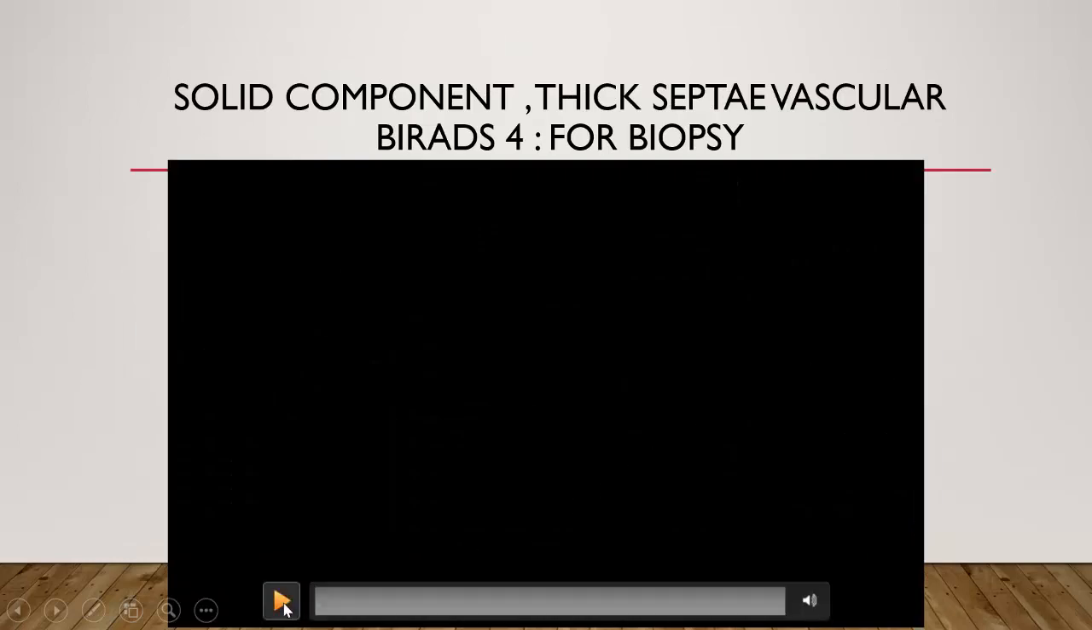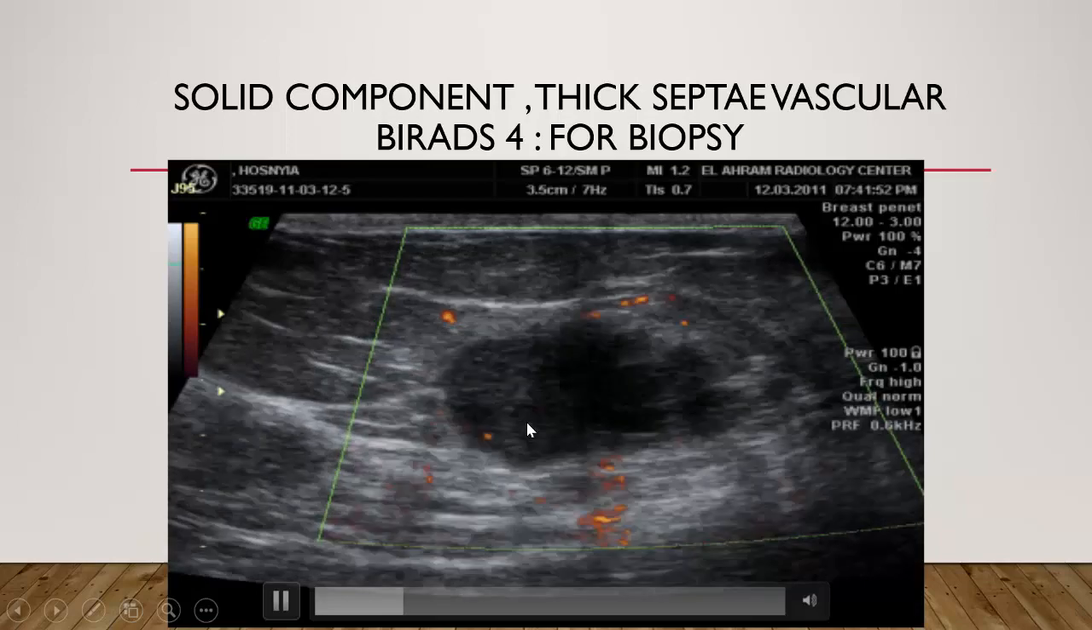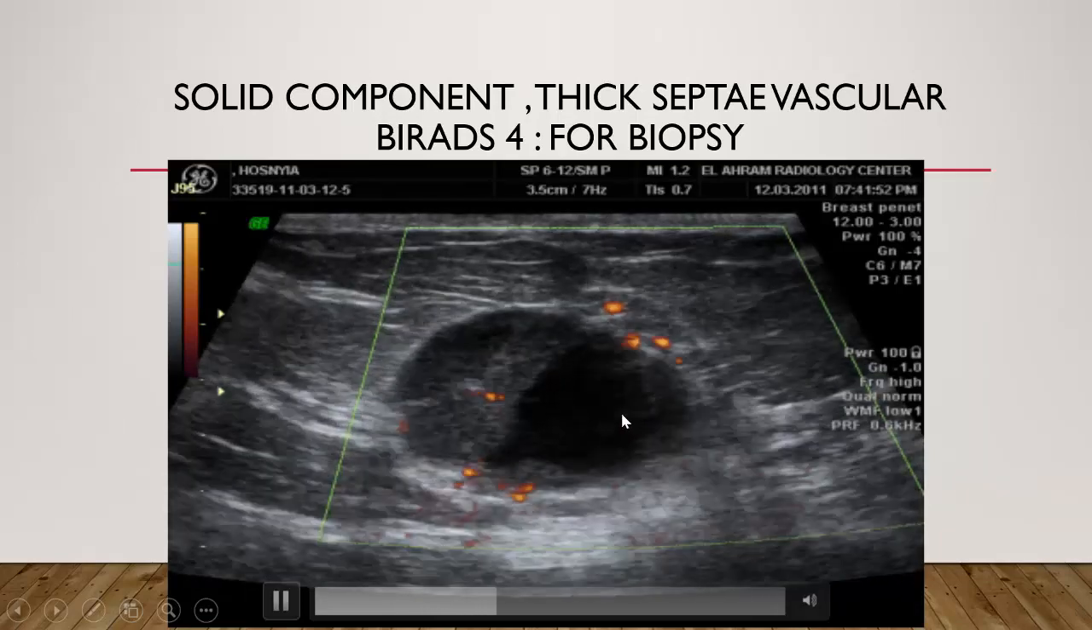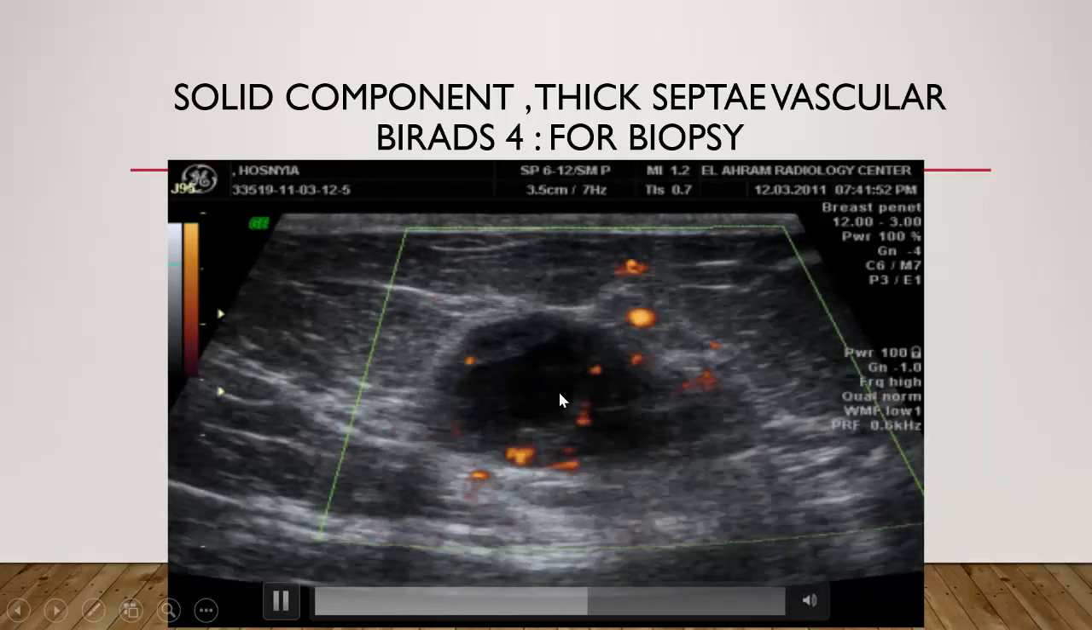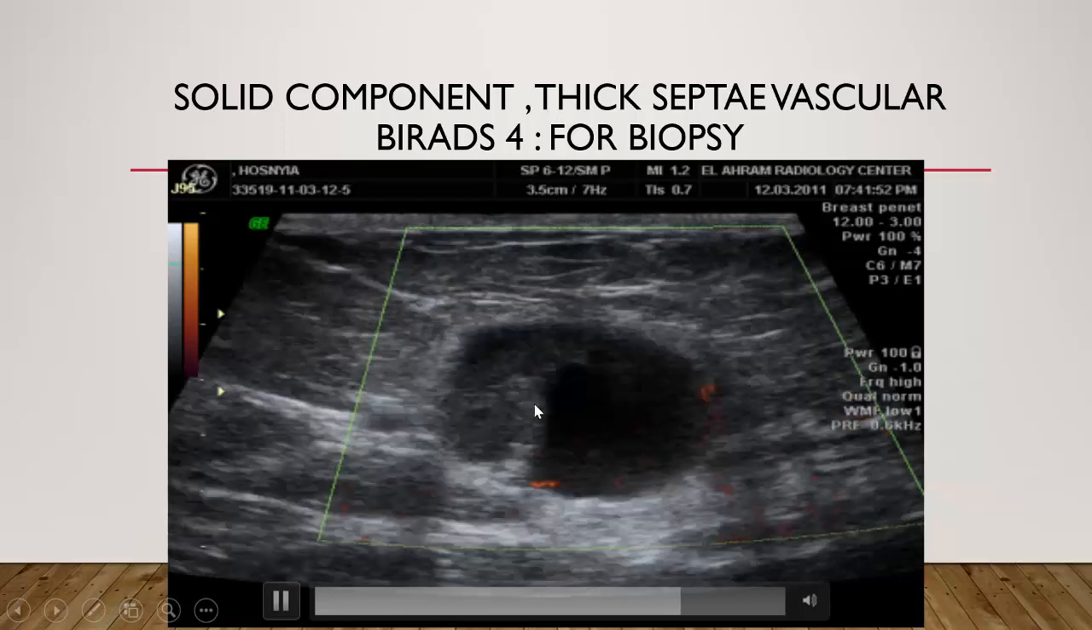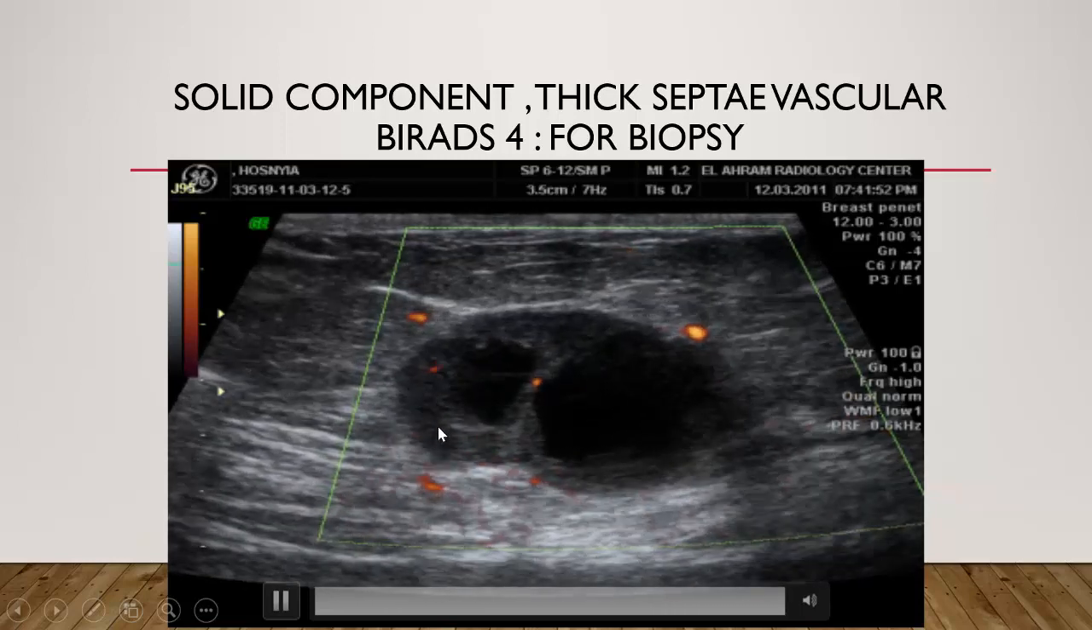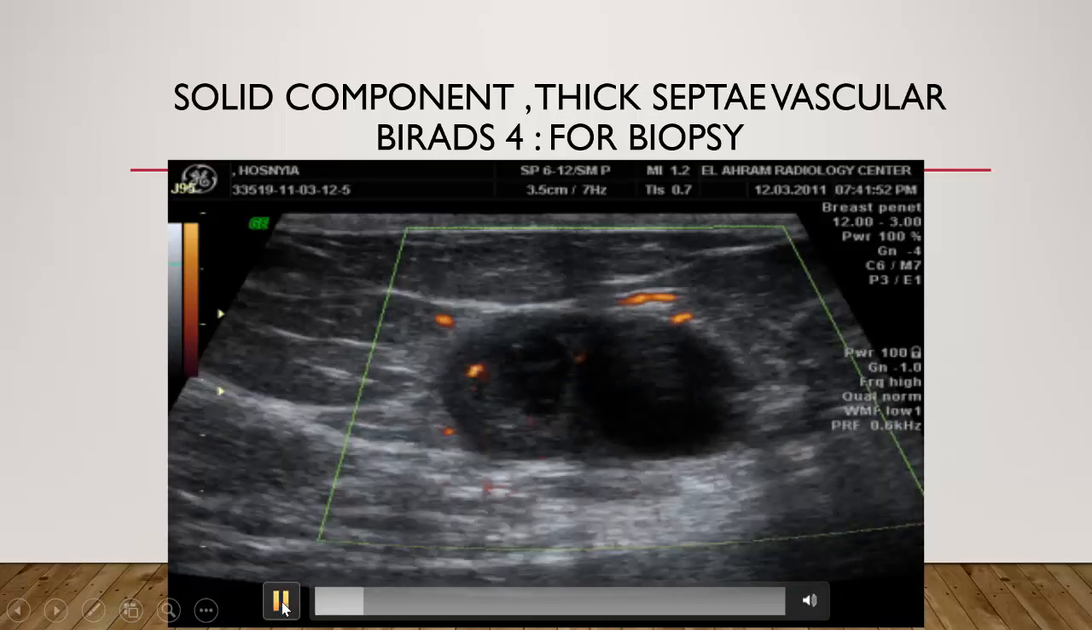Again, solid component with thick septi. In this lesion, it is a complex cyst. There is a solid component, thickened septi more than 5 millimeter, and the wall here is markedly thickened also. So in this case, thick septi, vascular, so it is by rights for biopsy.